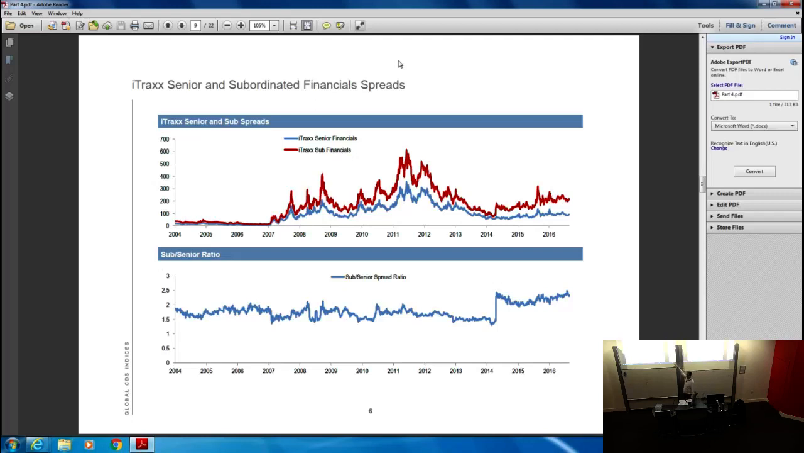If you look at the spread history, again, similar pattern to what we were seeing before. The red line is the sub-fins, the blue line is the senior financials. People trade senior versus sub, taking a view on whether senior is safer or subordinated is safer, and historically they've tended to trade around a basis of about two times. So senior has tended to trade around 2 times versus where the sub is.